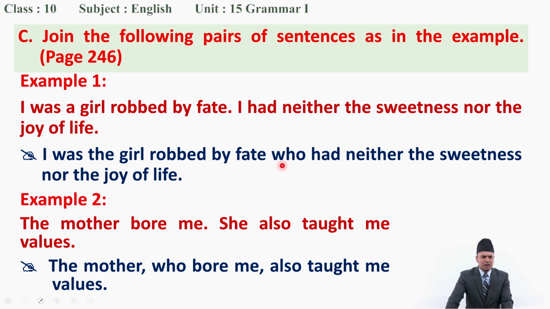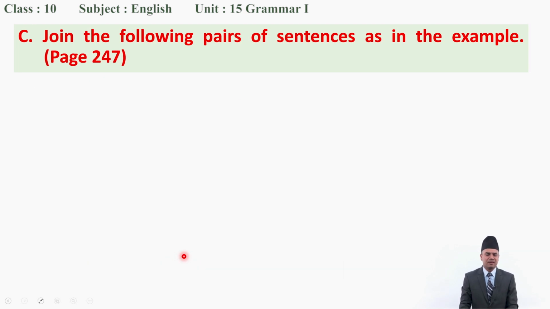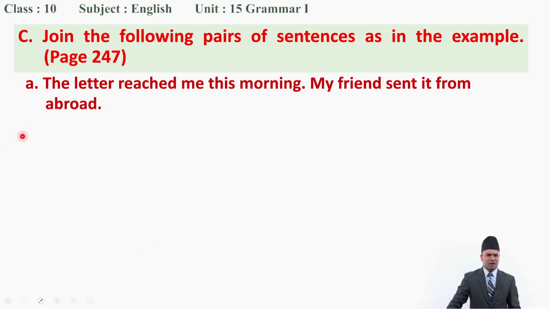Here "who" joined the two parts of the sentence because it refers to this noun, a girl. Second example: The mother who bore me also taught me values. These are the examples given in your textbook. Now you need to turn to the exercise of question C. See this first example, question A: The letter reached me this morning. My friend sent it from abroad.